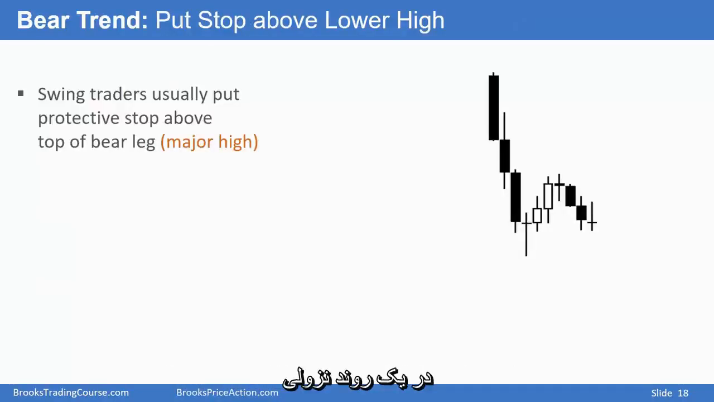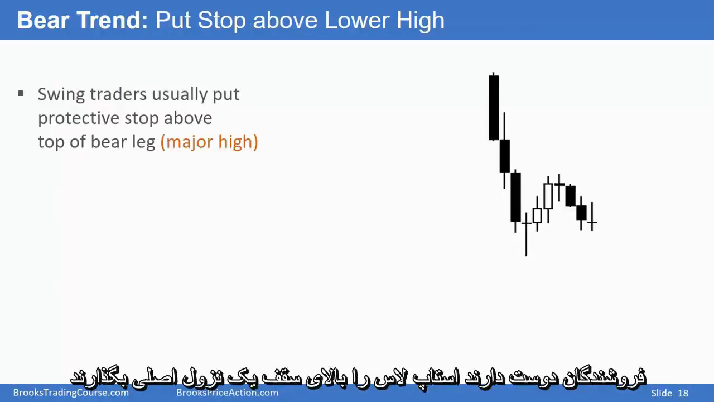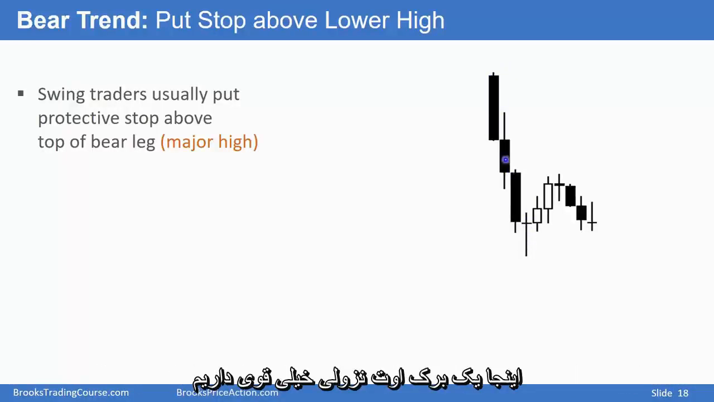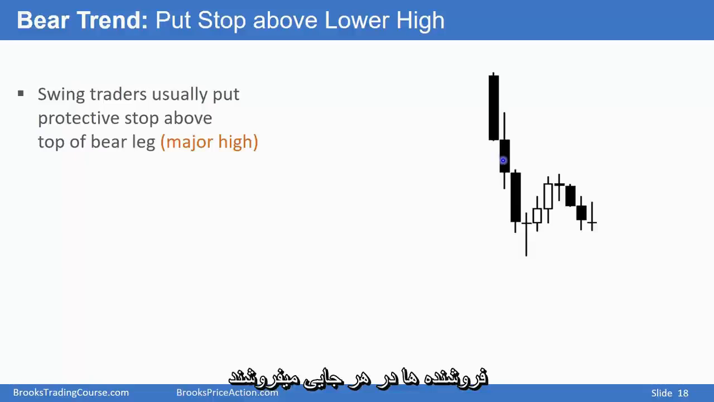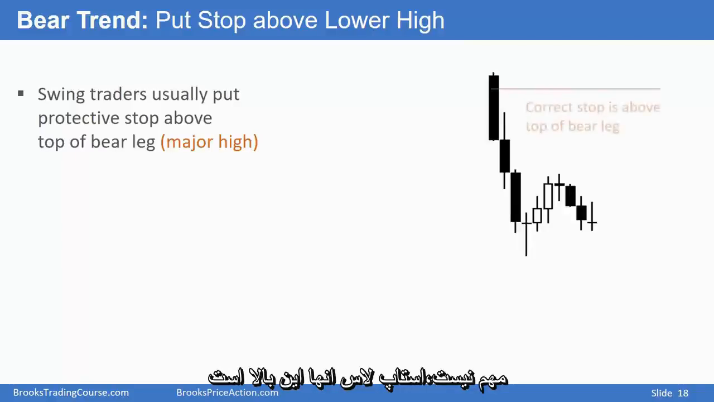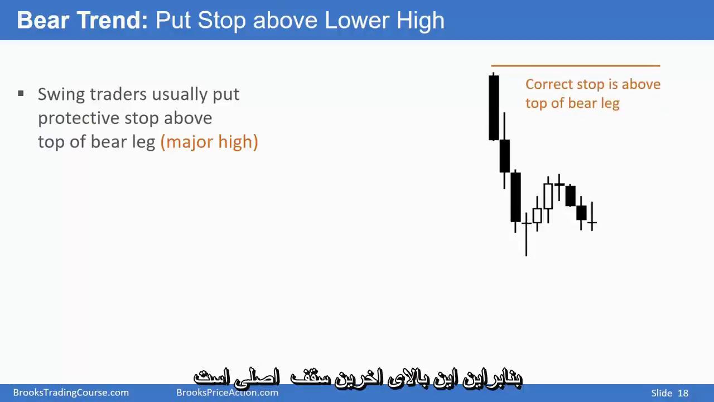In a bear trend, bears want to put their stops above the top of some major sell-off. Here we have a very strong bear breakout, so bears selling anywhere, this close at the market, above this bar, below that bar, doesn't matter. Their stop is still above this high. So it's above the most recent major high.